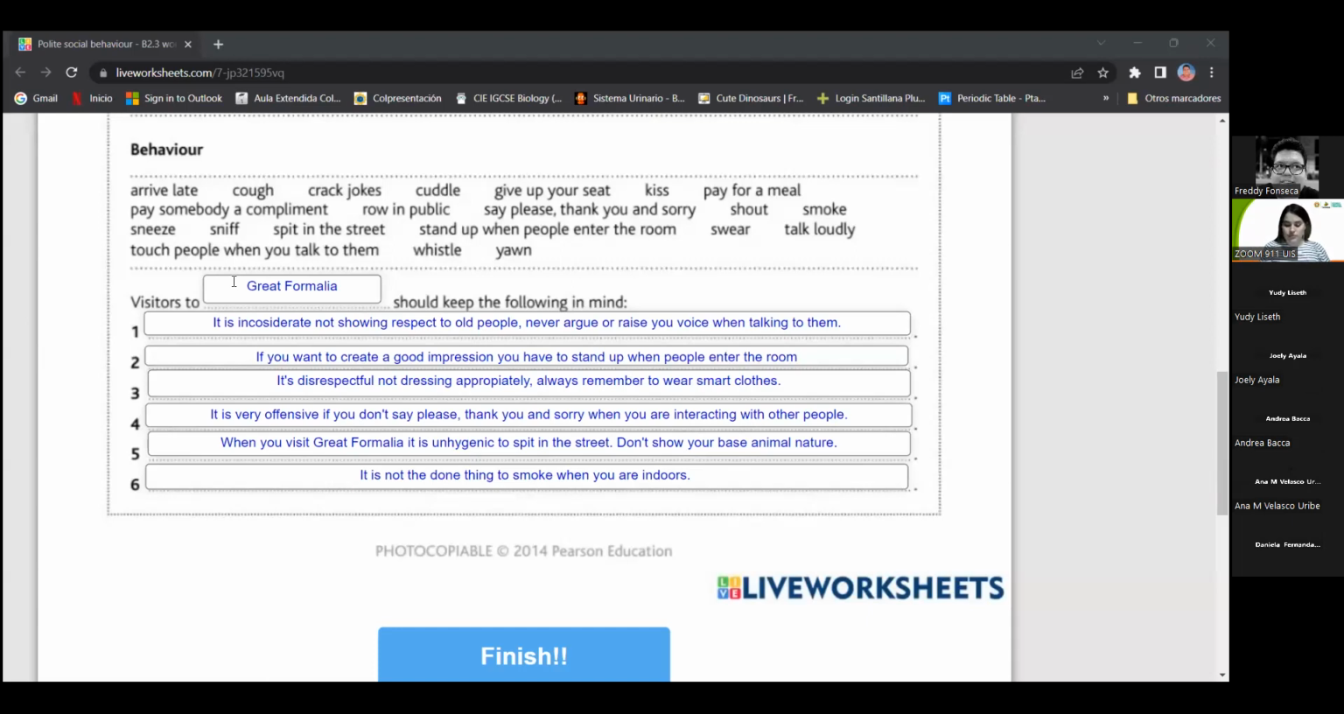It is inconsiderate not showing respect to all people. Never argue or raise your voice when you are talking to them. If you want to create a good impression, you have to stand up when people enter the room. It is disrespectful not dressing appropriately. Always remember to wear smart clothes. It is very offensive if you don't say please, thank you, and sorry when you are interacting with other people. When you visit Great Formalia, it is unhygienic to spit in the street. Don't show your base animal nature. It is not a done thing to smoke when you are indoors.